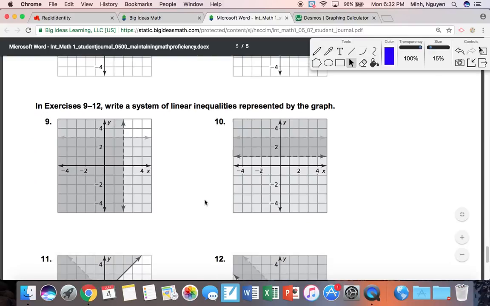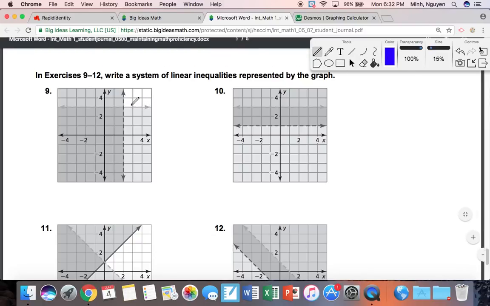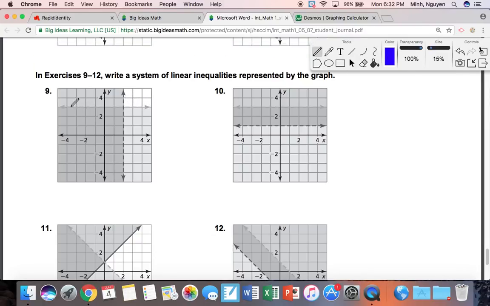Write a system of linear inequalities represented by the graph. This one might be a little bit harder for you because, well, let's see. We have a solid line here and a solid line there. Or sorry, not solid, dash. And this looks dashed as well. So x is less than 2, and 1, 2, 3, y is less than 3. That's it. That's number 9.